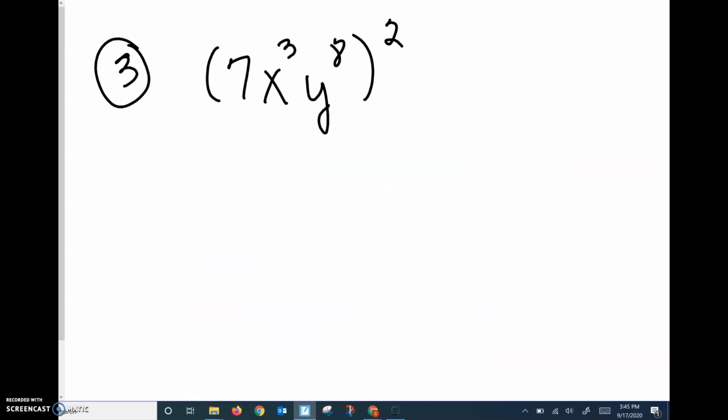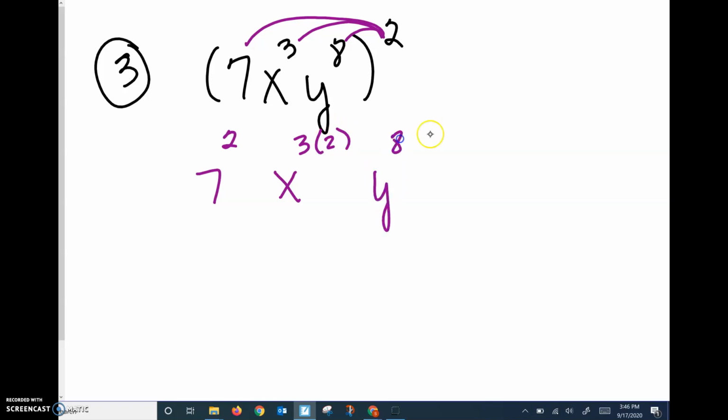All right, I think we have one last sample problem here, and then we'll get you going on some practice problems to do for your homework and submit. All right, bring this 2 into everything. So you need to bring it into the 7, into the x, and into the y. You have to bring it into everything. So it's 7 to the 2nd. X already has a 3, but you have to bring this in. And remember, it's multiplying when we're doing exponent to exponent, power to power. And then the y has an 8, and we have to bring that 2 in. Do you see that 2 was brought in 1, 2, 3 times?